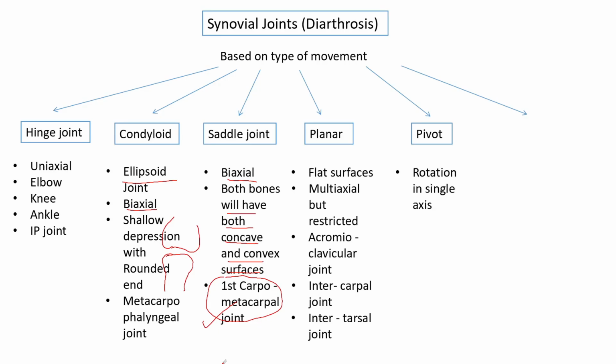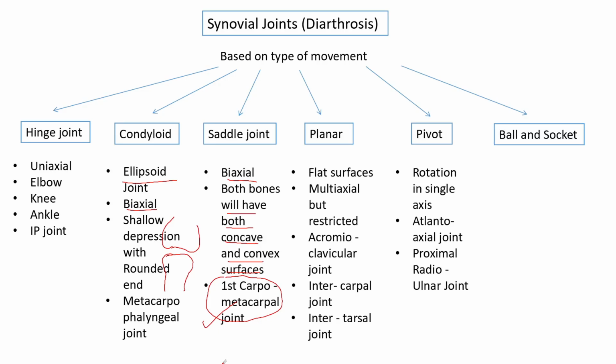Fifth type is the pivot joint. It allows rotation in a single axis. The examples are atlantoaxial joint and the proximal radioulnar joint. The sixth type is a ball and socket type of joint. It also allows multi-axial movement. The examples are hip and shoulder.